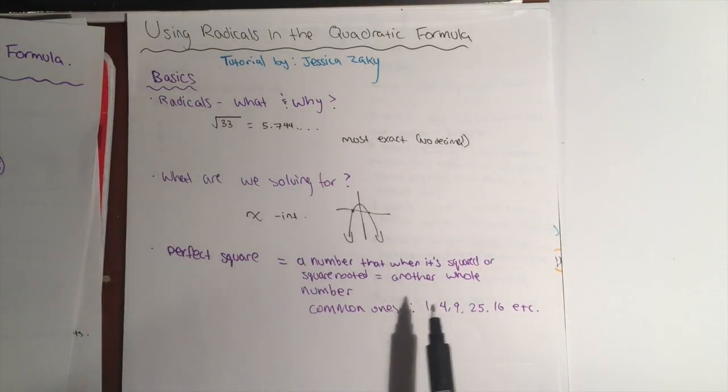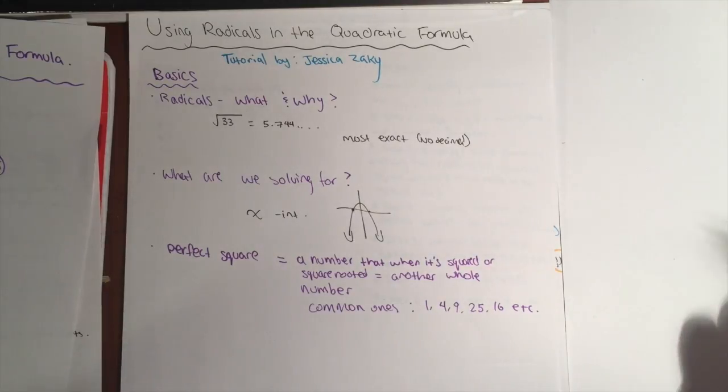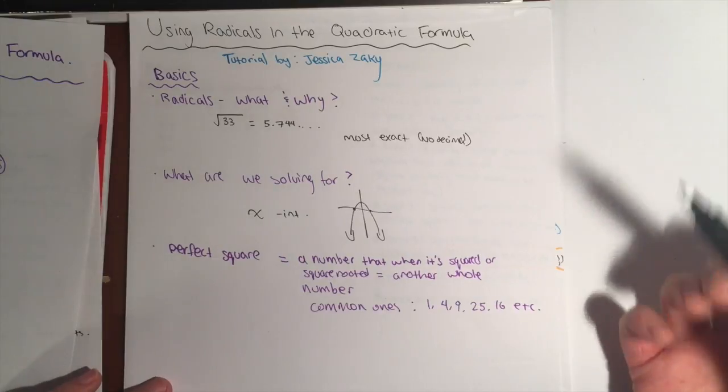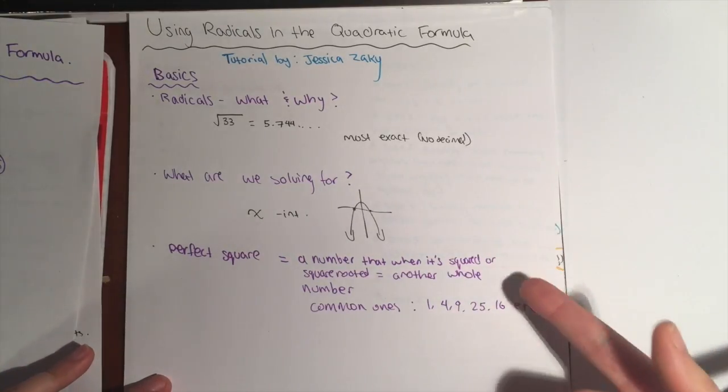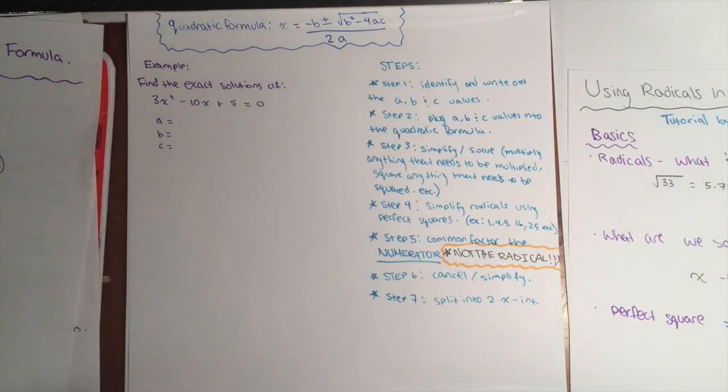Then you need to know what a perfect square is. A perfect square is a number that when it's square rooted equals another whole number. Common ones are 1, 4, 9, 16, 25. Anything like 4 squared is going to be 16, and the square root of 16 is 4. So let's get into an example.